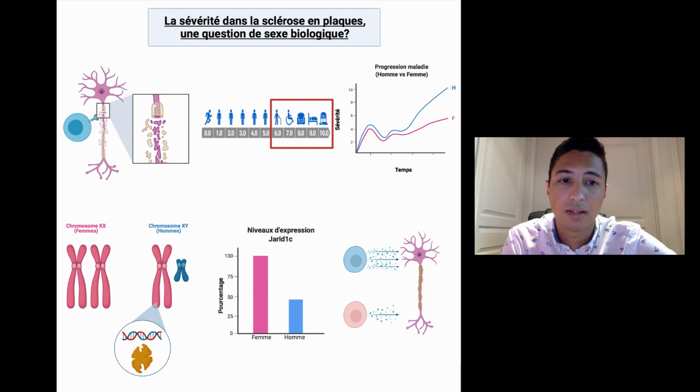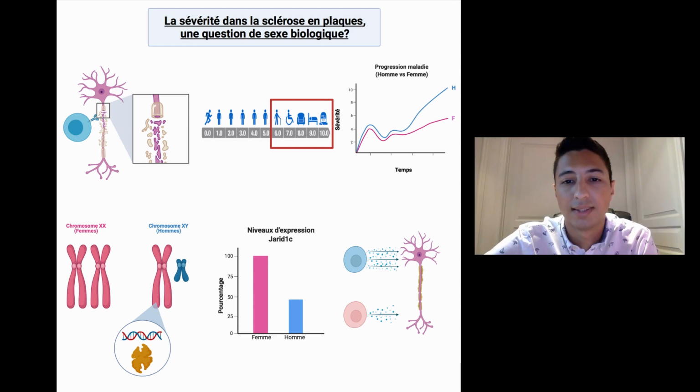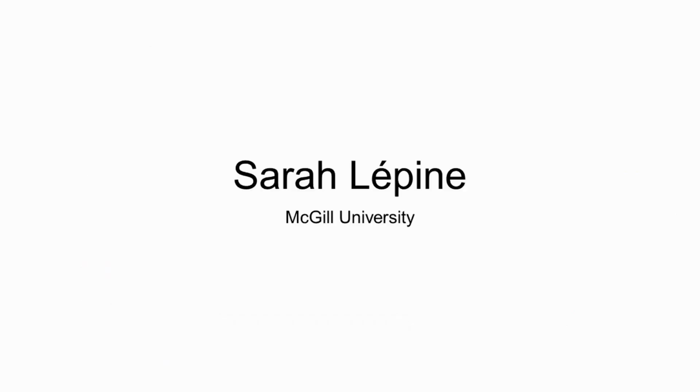Thus, men's immune cells cause much greater damage to neurons than women's immune cells. This could partially explain the difference in the severity of the disease, since the more neurons are damaged, the more severe the symptoms of the disease. Our research will therefore, I hope, lead to a better understanding of the differences between the sexes in MS and could open the door to developing treatments that are more adapted and personalized according to the biological sex of a patient.